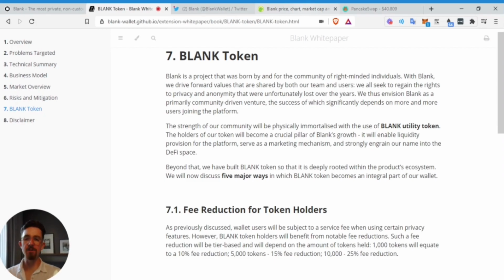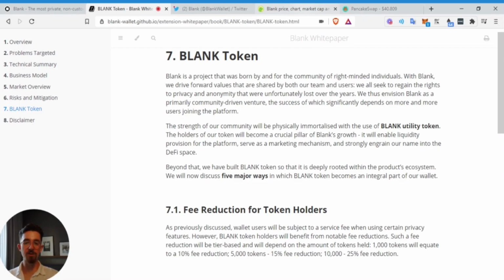So let's dive into the Blank token. Blank is a project that was born out of the community, right-minded individuals. With Blank, we drive forward values that are shared with both our team and users. We all seek to regain the rights of privacy and anonymity that were unfortunately lost over the years. We thus envision Blank as a primary community-driven venture, the success of which significantly depends on more and more users joining the platform. The strength of our community will be physically immortalized with the use of the Blank utility token.